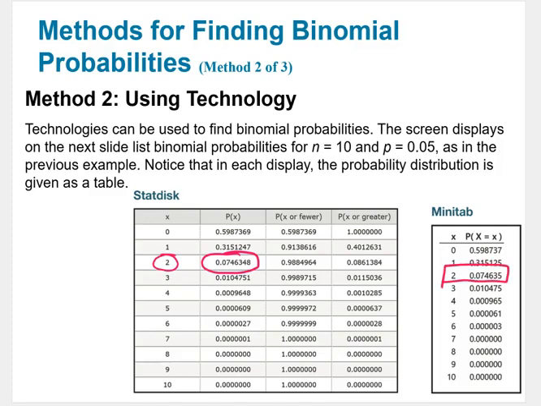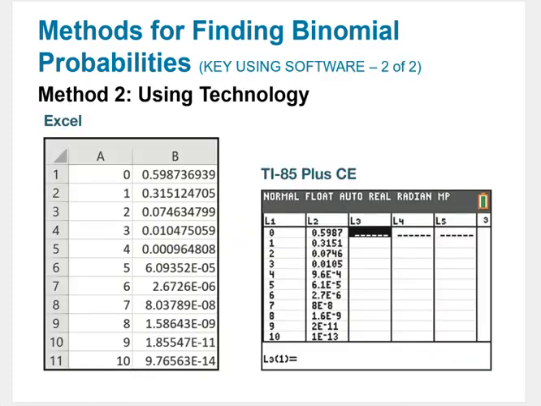It'll actually make the probability distribution for you. You can just go right there. If you're using Excel, which is very similar to StatCrunch, again, you would go to 2 and there's your probability. If you're using a graphing calculator, same thing. You would go to the probability distribution and you would just go right to the number 2. So it just depends on what you're using technology-wise.